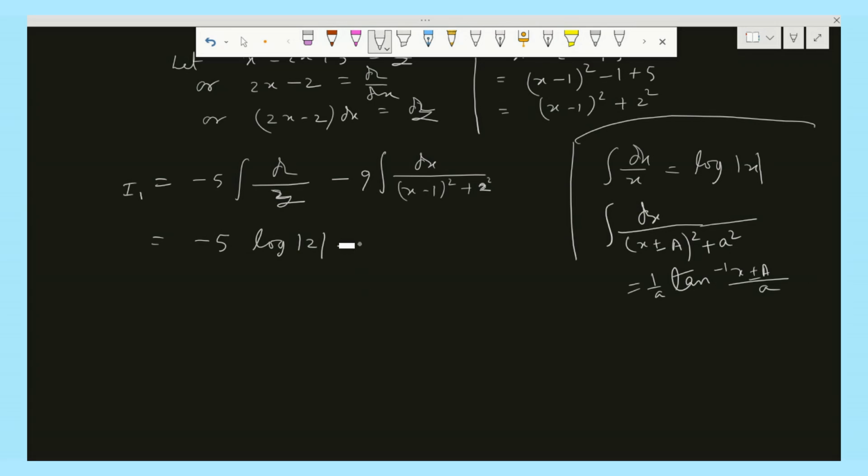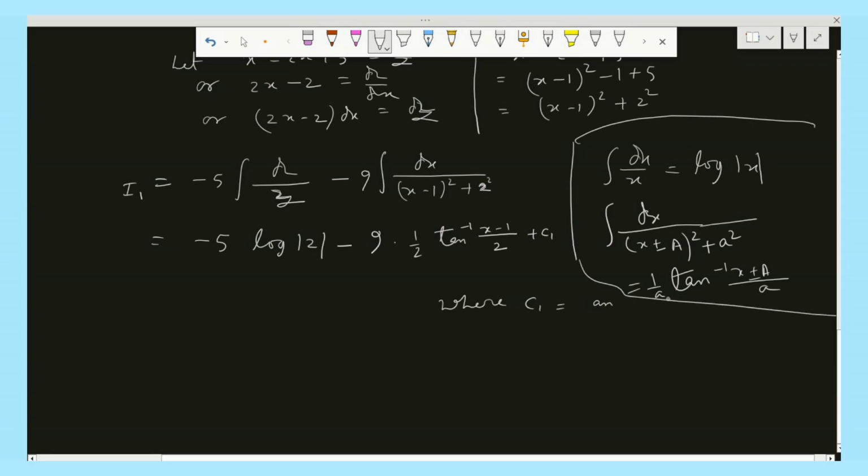So here is minus 9 integrating, 1 by a means 1 by 2, tan inverse of x minus 1 by a, which is 2, plus c1.